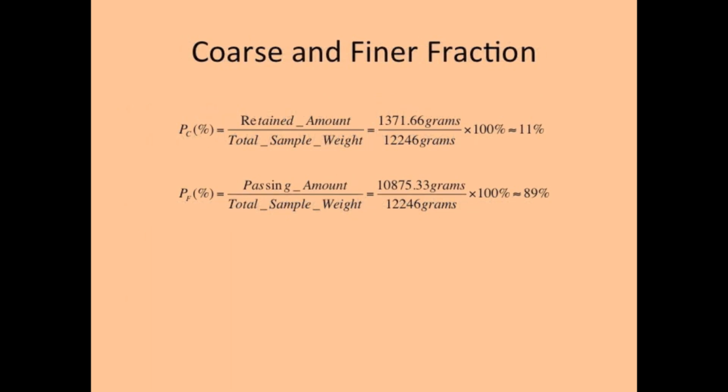We will now calculate our coarse fraction and finer fraction. The amount retained totaled to 1371.66 grams. Divided by the total sample weight gave us a coarse fraction of 11%. We now know that method A is applicable to our soil since less than 25% of our material by weight was retained on the number 4. The finer fraction is calculated in a similar fashion. Therefore, 89% of our sample is available for use.